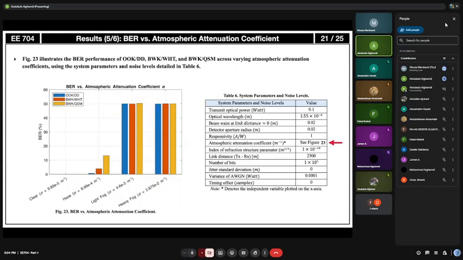amplitude. Here we have the result of the bit error rate with respect to the atmospheric attenuation coefficient. As you can see in figure 23, all techniques almost perform similarly in terms of clear weather and perform badly in terms of light fog and heavy fog.